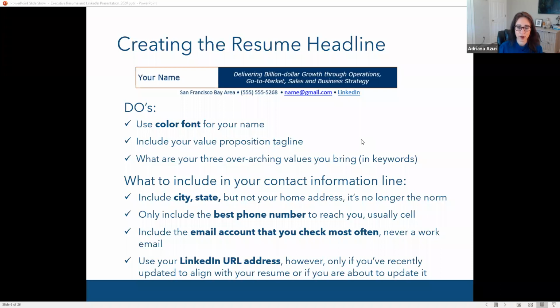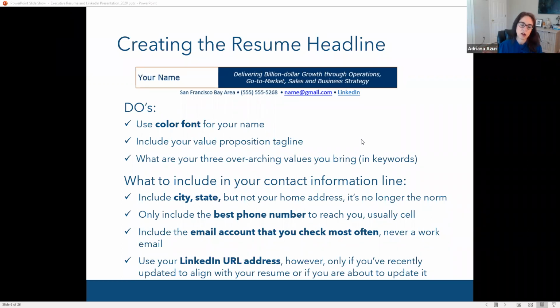So it's no longer the norm. Include your phone number, the best one to reach you. Same thing with your email account, but please don't include your work email account, because you may leave there, or it's just not professional. They may be checking at your work. And you can also include your LinkedIn URL. Make sure you clean up the numbers at the end of that, and we can talk about that a little bit later.